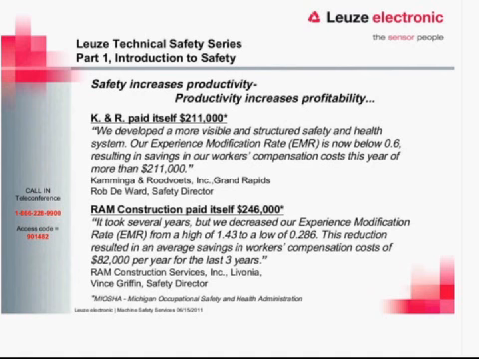As you see here, we have a couple of examples of companies that brought their experience modification rate down and saved themselves $200,000 in 1 year, and another one showing they saved $82,000 per year for the last 3 years just by bringing their experience modification rate down.